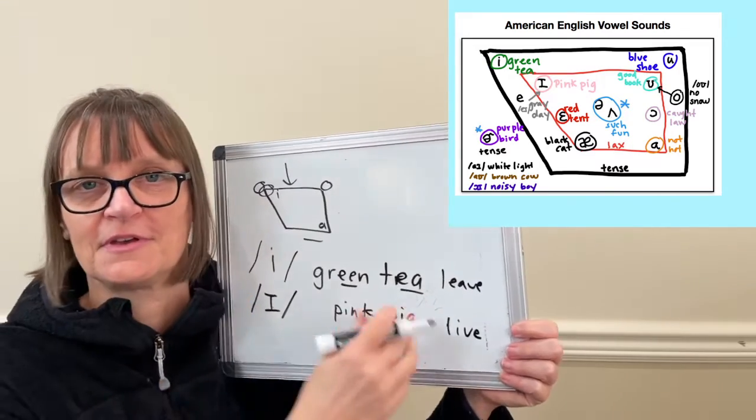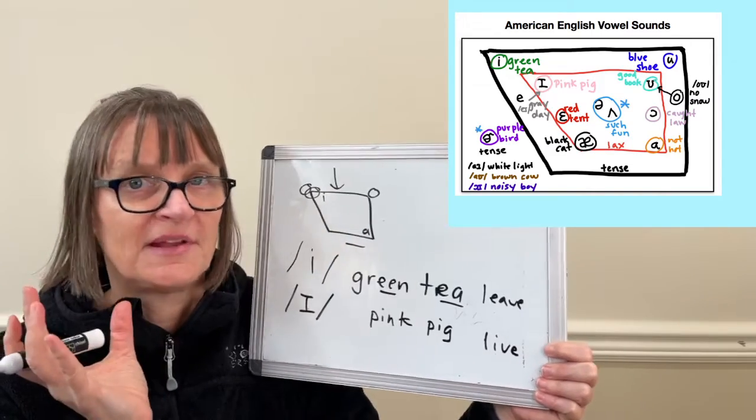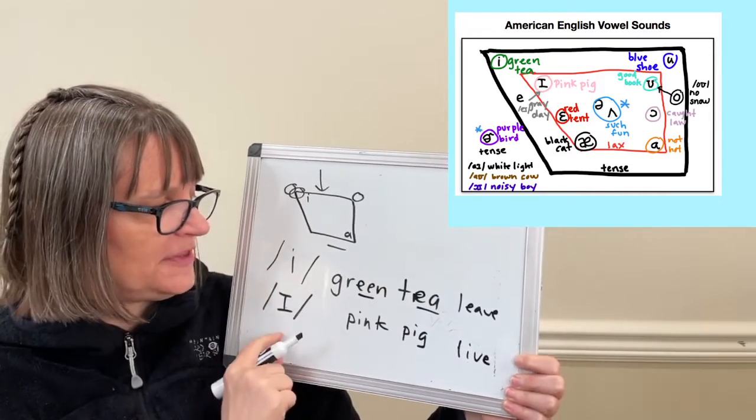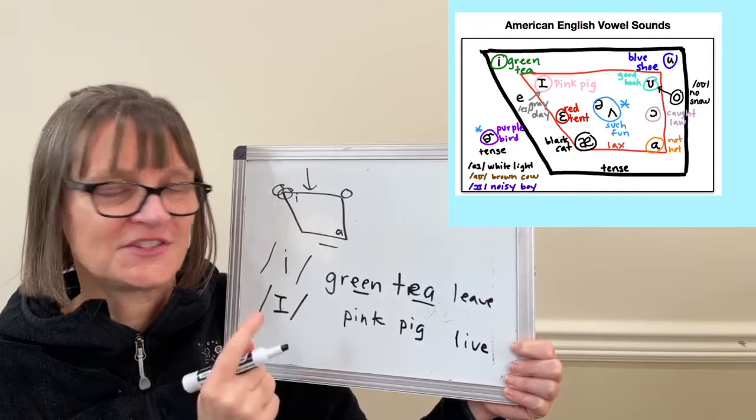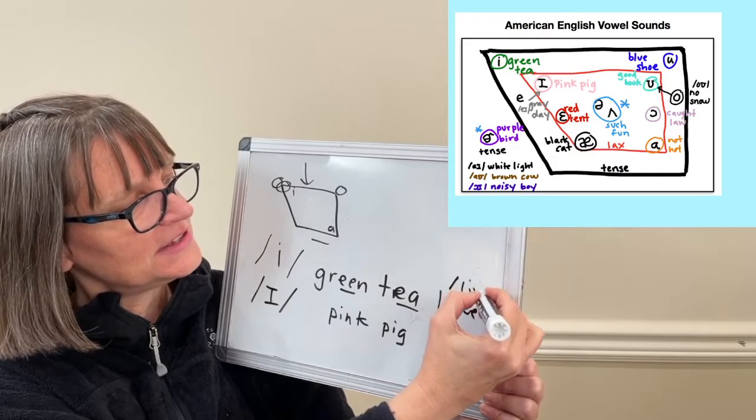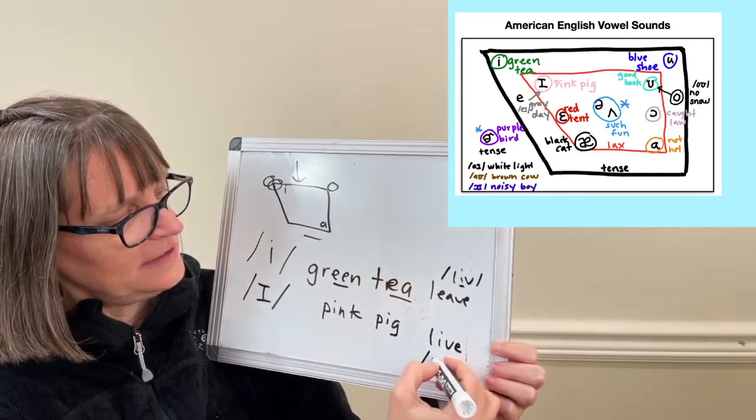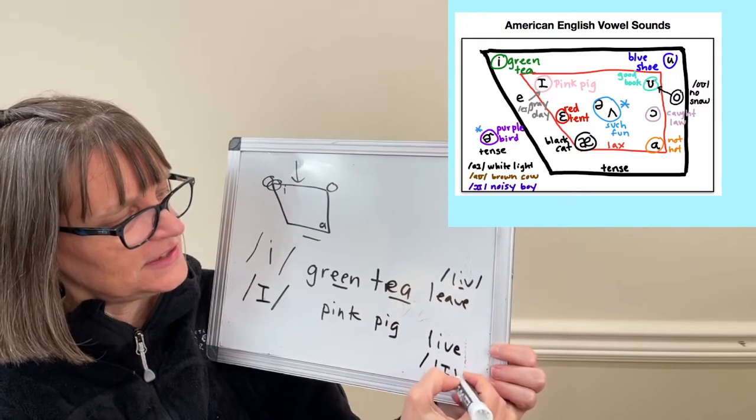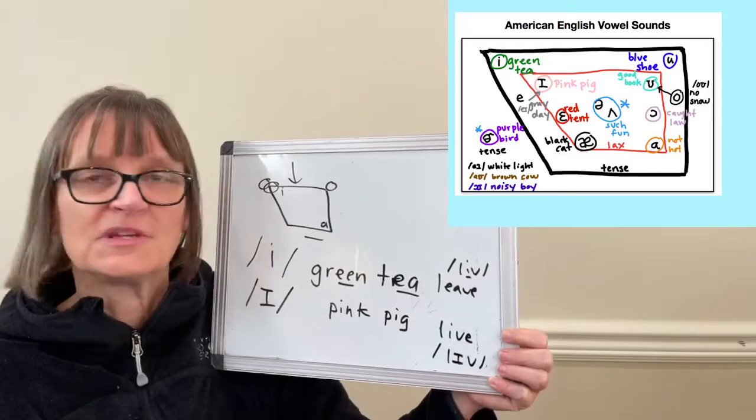Many times these two sounds are close in your ear. You might have some difficulty. So if you can look up in the dictionary and determine what the letter is saying. If I look up leave in the dictionary, I'm going to see this with my E symbol for green tea. And if I look up live in the dictionary, I'm going to see this with my I symbol for pink pig.